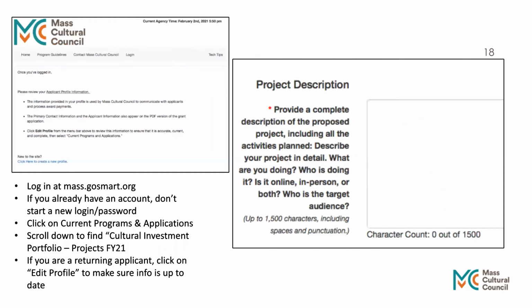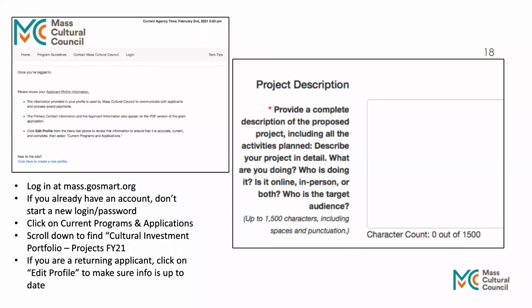So, sorry. This is what the application looks like. Any of you who have applied to local cultural councils, this is not the same application software. The application here is at mass.gosmart.org. There are links on our website to it, or you can type that in. GoSmart is the specific platform that we are using for this application.